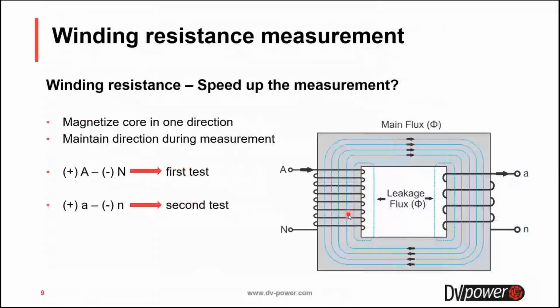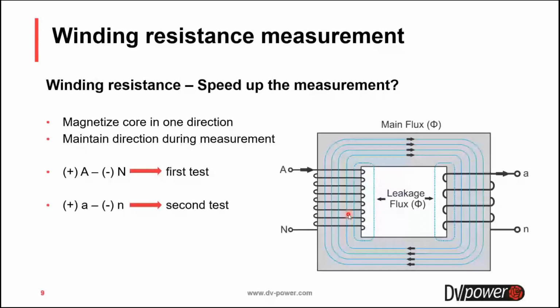When we do winding resistance, the first question for all of us is how to speed up the measurements. In this slide, I will show you one simple way to speed up measurements for a single phase transformer. What do we need to do? We need to magnetize the core in one direction and maintain that direction during the measurement process.